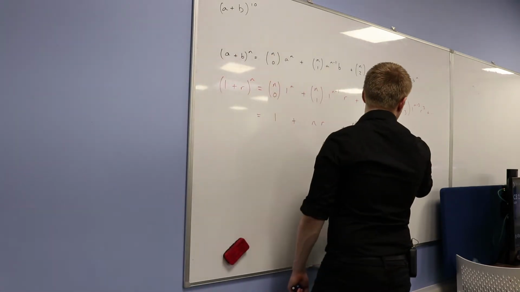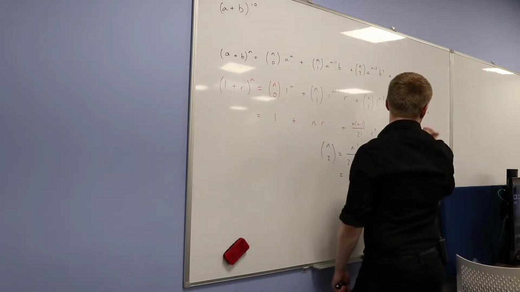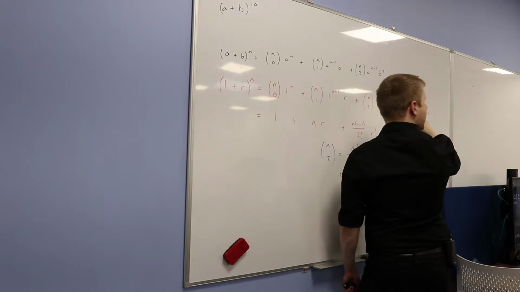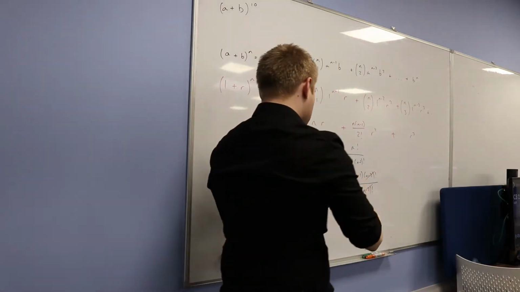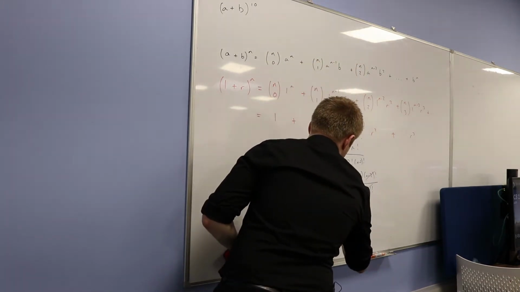What would the next one be? So what would n choose 3 be? You're happy you still get r cubed. You're happy you still get 1. What do you think that coefficient is going to be? So what would n choose 3 be simplified?